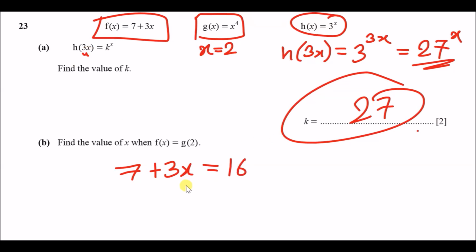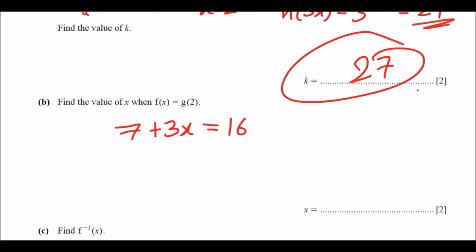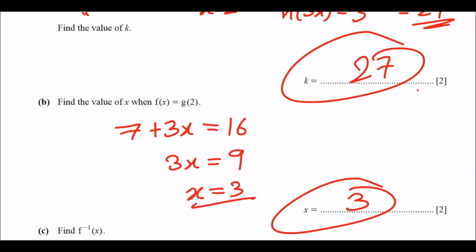Now all you want to do is just rearrange and solve for x. So to rearrange it nicely, we always have to move the 7. We will move the 7 across the equal sign by minusing 7. So it would be 16 take away 7, which is 9. And then to isolate x, we've got to divide by 3. So we're going to get 9 over 3, which is 3. And that's your answer. x equals 3.